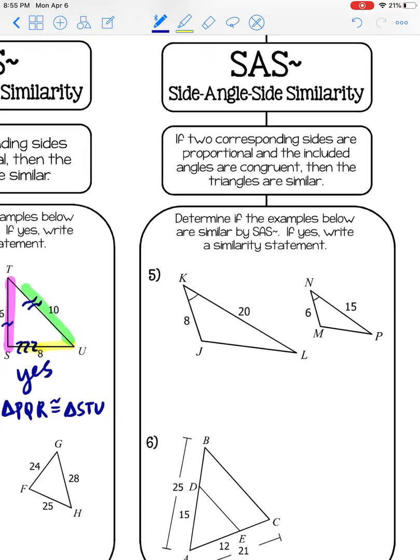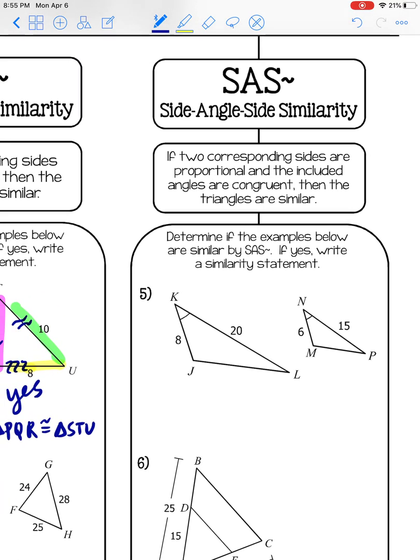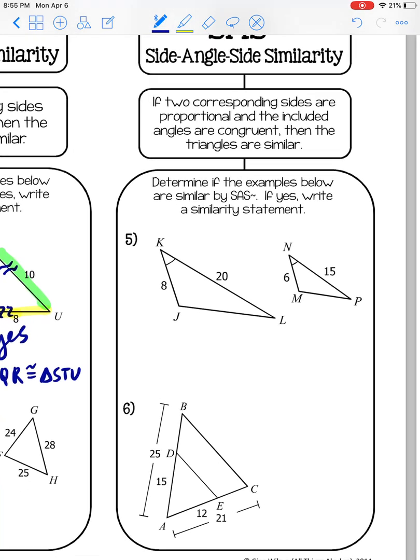All right. Lastly, we have side angle side similarity. This is when you have two sets of corresponding sides that are proportional, and the included angle, meaning the angle that is being touched by both of those sides, is congruent.